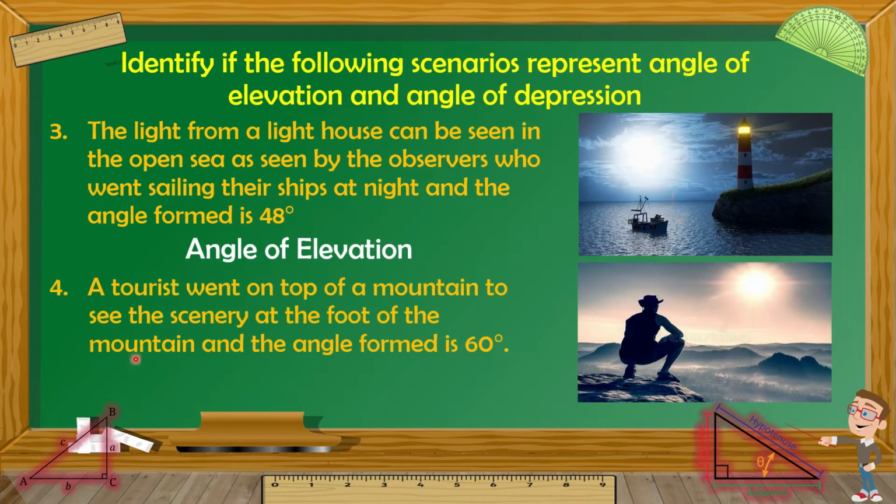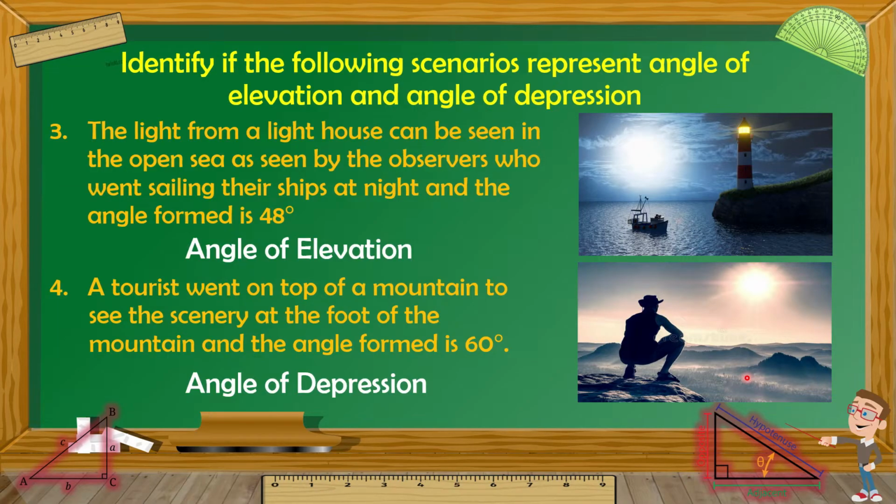And number 4, a tourist went on top of a mountain to see the scenery at the foot of the mountain, and the angle formed is 60 degrees. So what do you think? Angle of elevation ba o angle of depression? So you can pause the video and answer. The answer here is angle of depression. Kasi yung observer natin nasa taas siya and nakatingin siya sa baba.